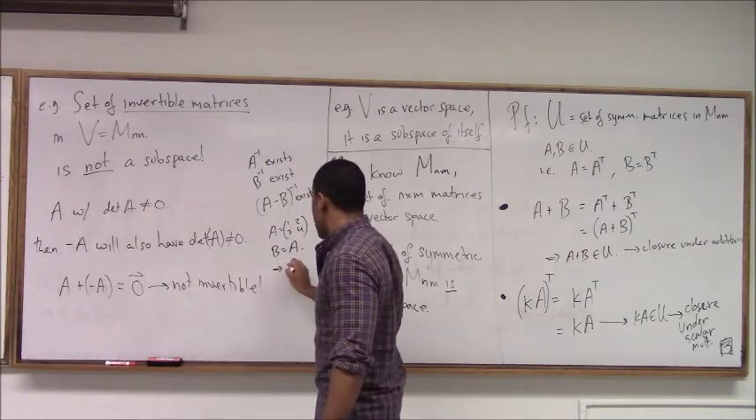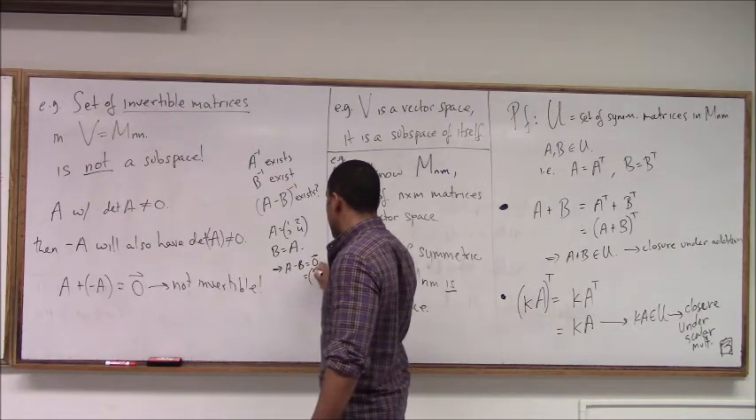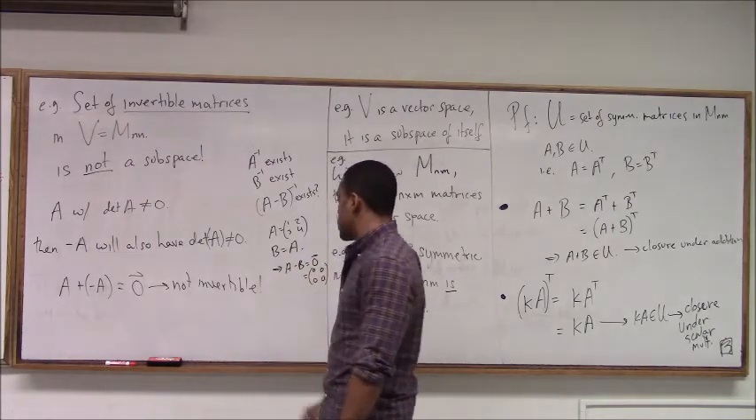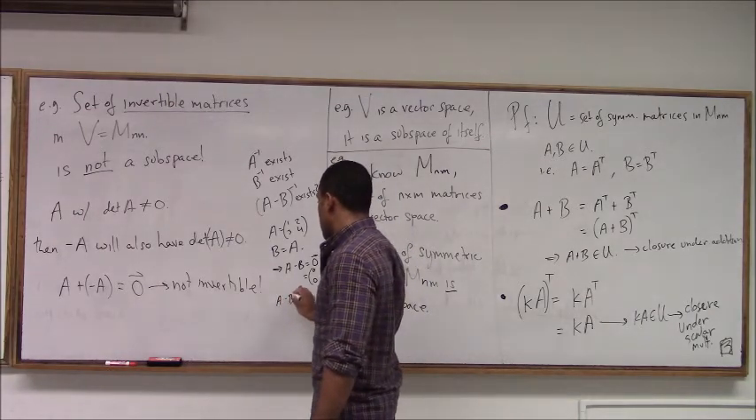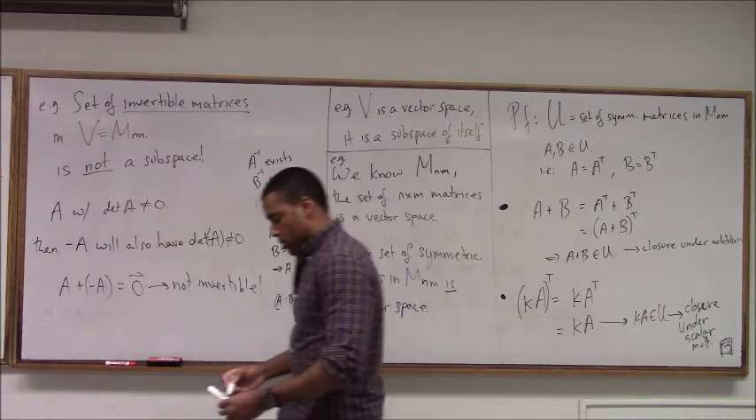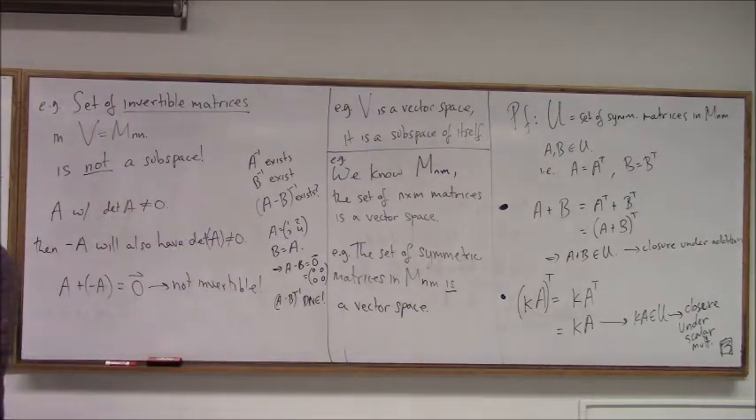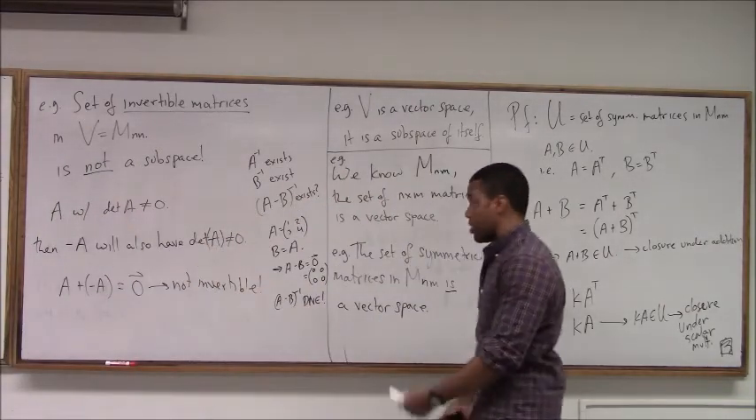So this would mean that A minus B would be equal to the 0 vector, which in this case is the 2 by 2 0 matrix. And so A minus B inverse does not exist. So for that problem in the first test, it didn't have an inverse. So it could not form a subspace, in other words.